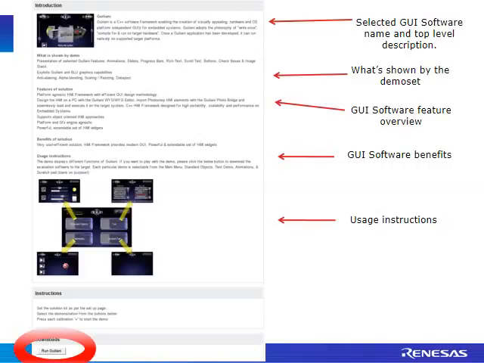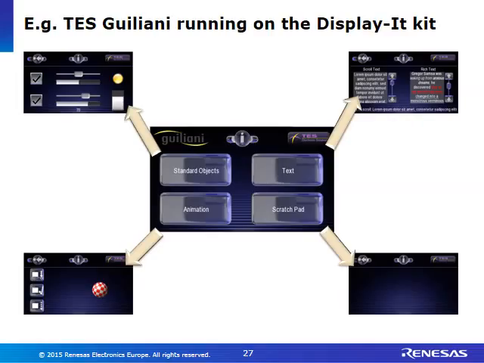Important for you, there's a small button at the bottom of that slide. It shows Run Giuliani. You're going to click that one, and it will automatically download the software to your target system. Remember, you do not have to compile, you do not have to link, it's just there. You just click the button, and it comes automatically to your target.